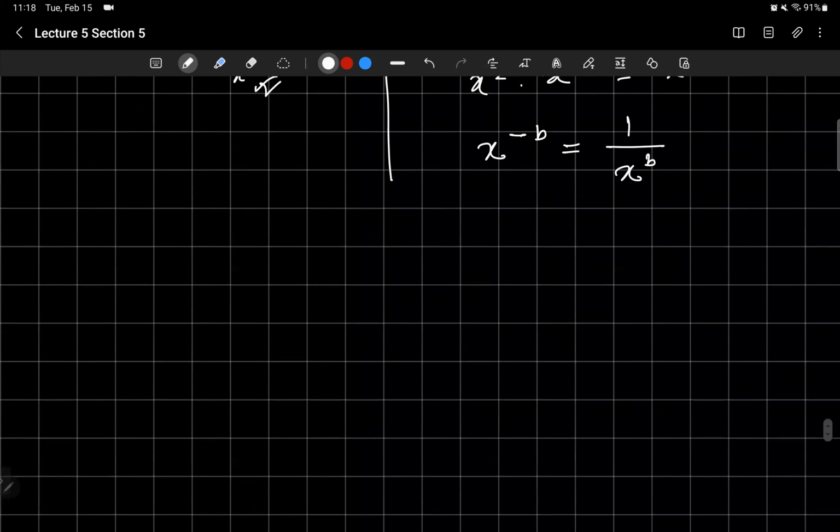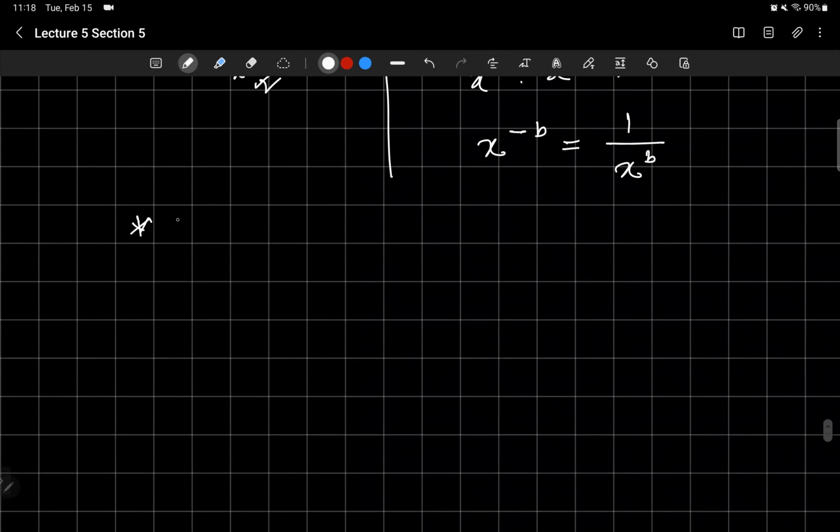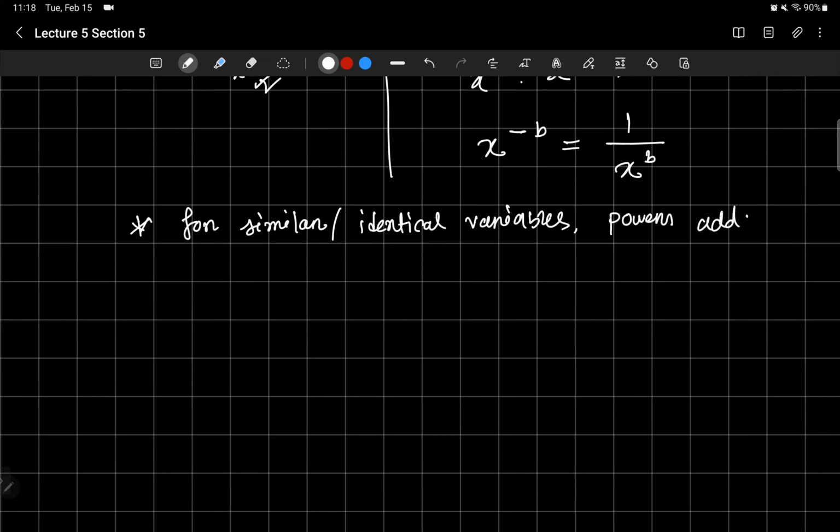So the summary is that for similar, by similar I mean the same or identical variables, powers add up when they're multiplied with each other.